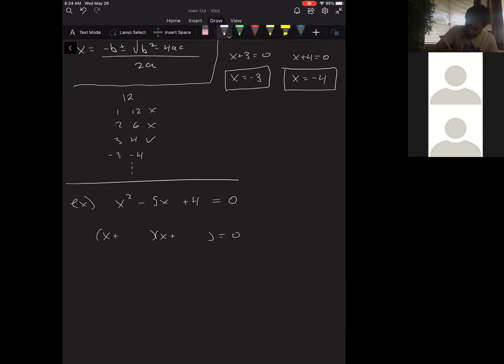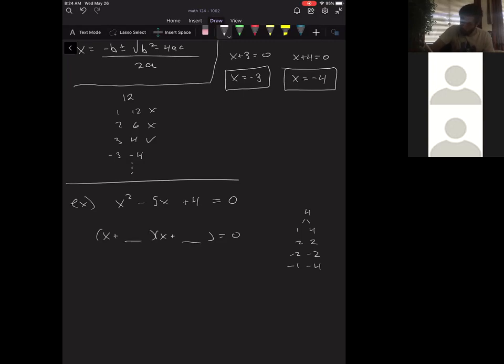equals 0. Now we're looking for a number to put here and a number to put here. Remember, we always want to multiply up to this number and then add up to that number. So what are all the possibilities that multiply up to 4? Well, we've got 1 and 4, we've got 2 and 2, minus 2 and minus 2, minus 1 and minus 4. Those might be the only ones. So we need the ones that multiply up to positive 4 and add up to minus 5.